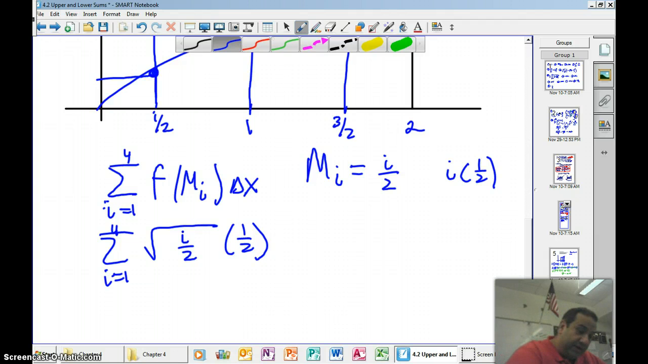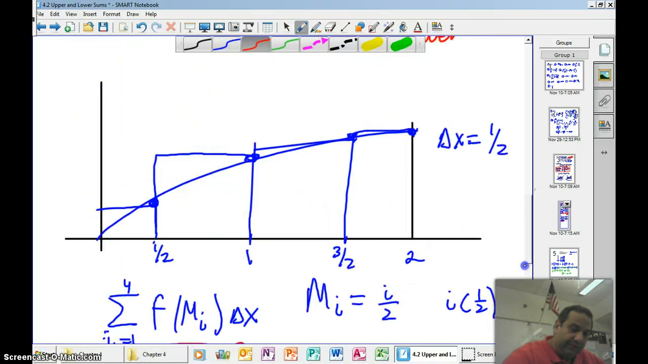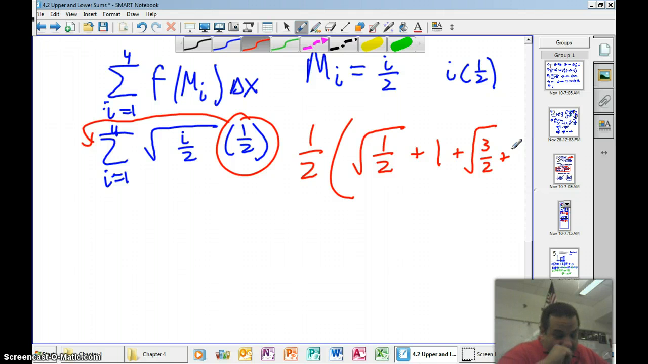Now, I'm going to take this guy outside. All right, and I'm going to get, oh, did I screw that up? No, I left it there. There it is. Okay, so it's going to be 1 half times, watch this. When i is 1, remember I took that out, so it's going to be just the square root of 1 over 2. When i is 2, it's going to be just 1. When i is 3, it's going to be the square root of 3 halves. And when i is 4, I just get the square root of 2.